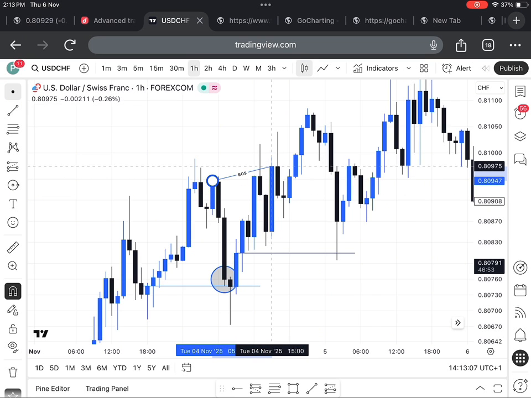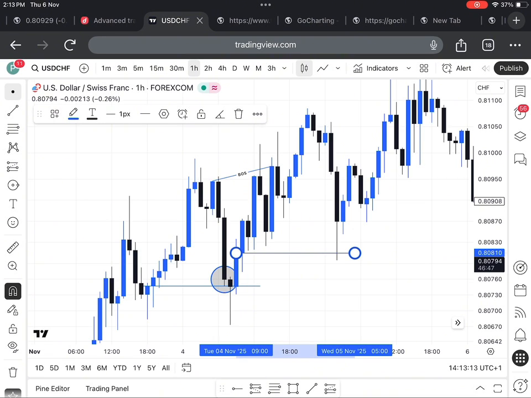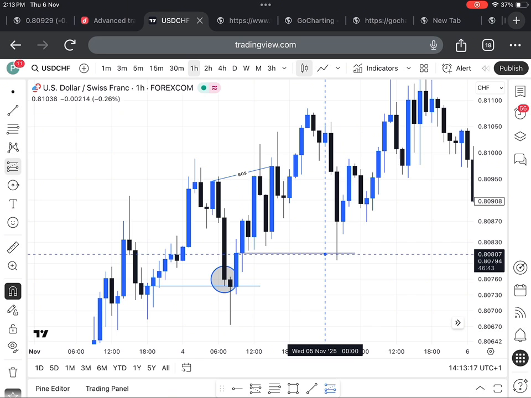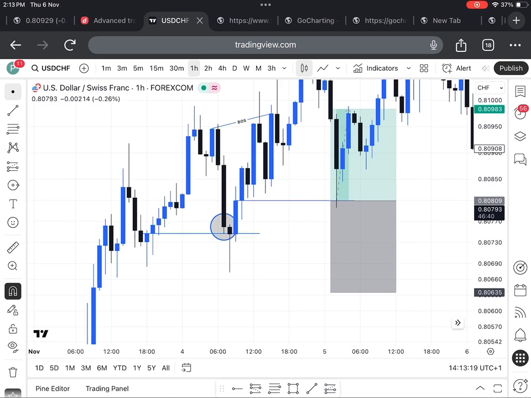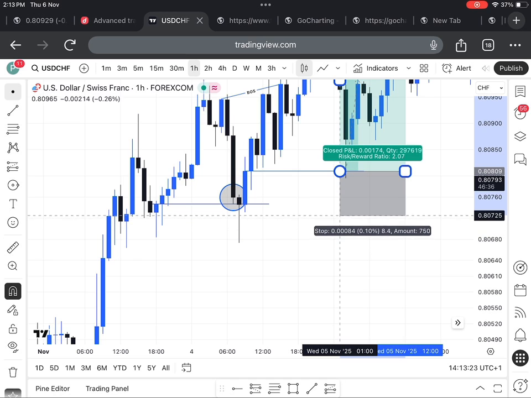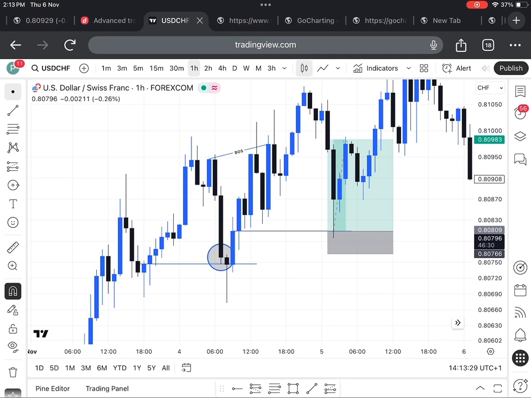BOS. That's a break of structure. All right. So that's a break. So then after the break of structure, it put back to this open close on the 1 hour. All right. So this is supposed to be our first entry. All right. Then our stop loss. Maybe we do like 30 pips.